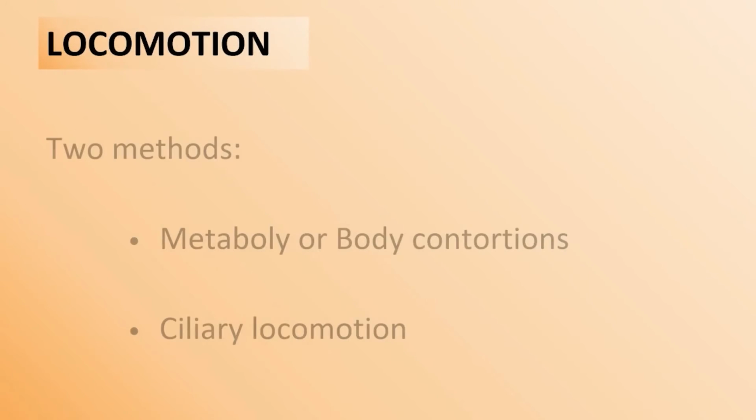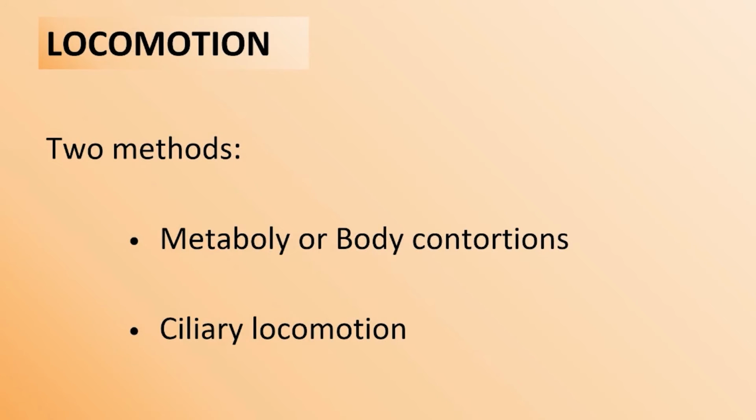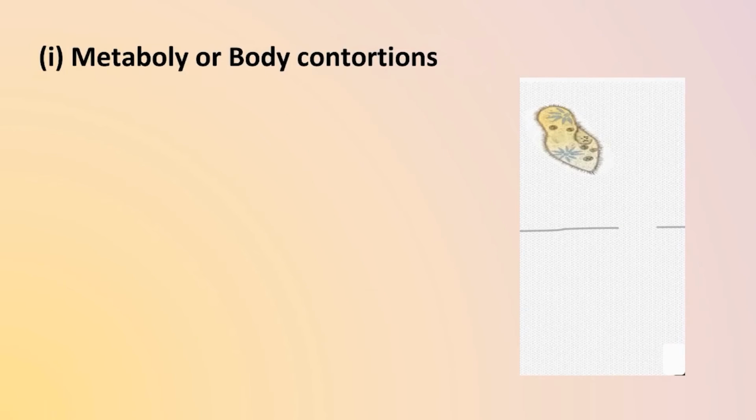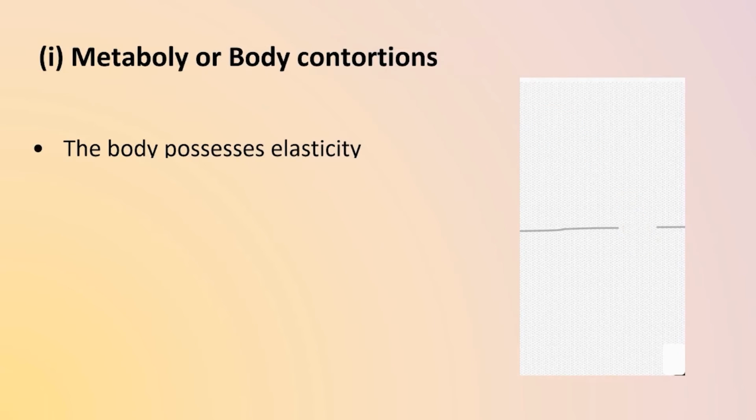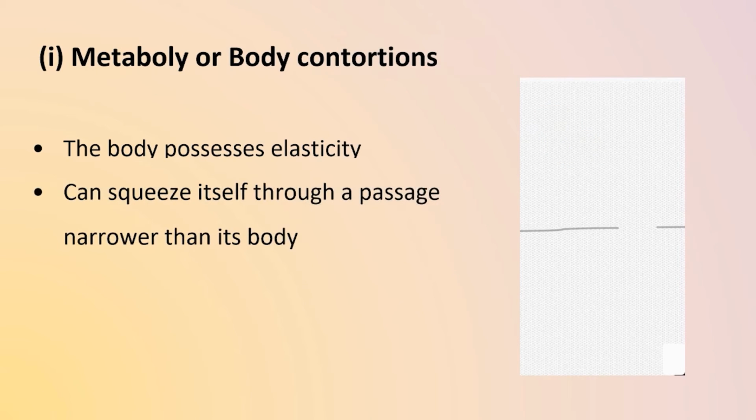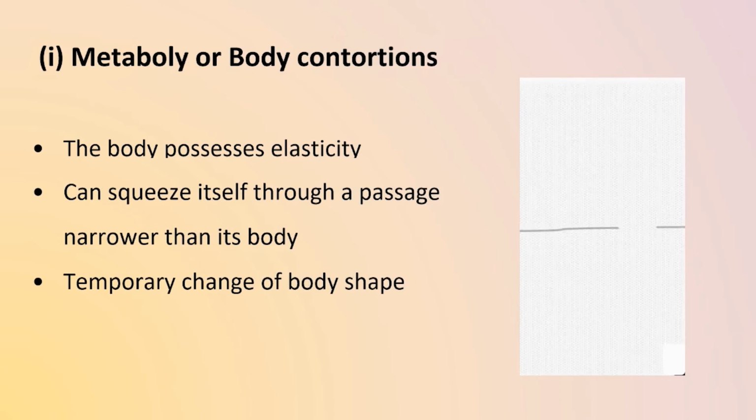Locomotion of Paramecium caudatum. Paramecium caudatum performs locomotion by 2 methods, via metaboly or body contortions, and by ciliary locomotion. Metaboly or body contortions. The body of Paramecium caudatum possesses elasticity. It can squeeze itself through a passage narrower than its body, after which the body assumes its normal shape. This temporary change of body shape is metaboly. It is brought about in Paramecium by the protoplasm.